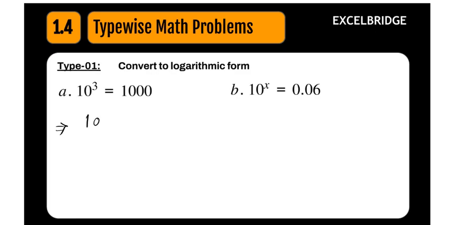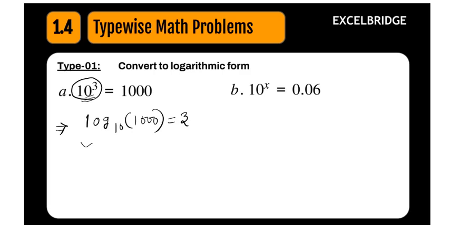So this means the number 10 is multiplied 3 times and gives the value 1000. So if we define it with the help of log, the base 10 is the base and 1000 is the value, and the exponent is the logarithmic value here.